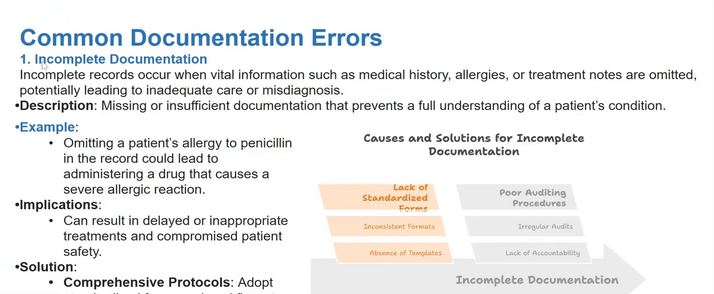Common documentation errors. Incomplete documentation. Incomplete records occur when vital information such as medical history, allergies, or treatment notes are omitted, potentially leading to inadequate care or misdiagnosis. Description: missing or insufficient documentation that prevents a full understanding of a patient's condition. Example: omitting a patient's allergy to penicillin in the record could lead to administering a drug that causes a severe allergic reaction. Implications: can result in delayed or inappropriate treatments and compromised patient safety.